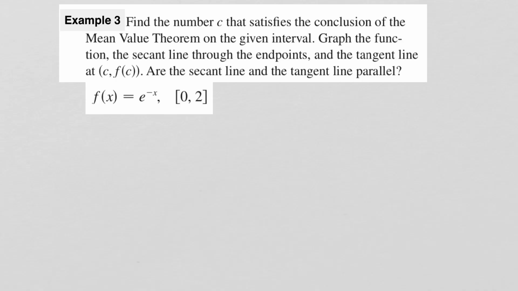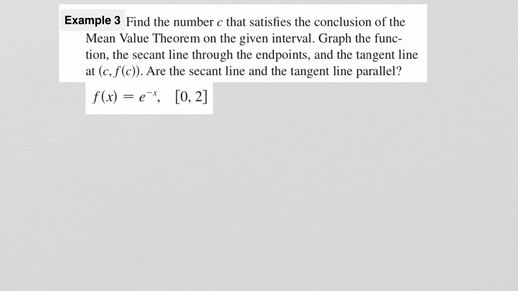And for our final example, we want to find the number c that satisfies the conclusion of the mean value theorem on the given interval. And then we're going to graph the function, the secant line, and the tangent line to show graphically that it satisfies the mean value theorem.